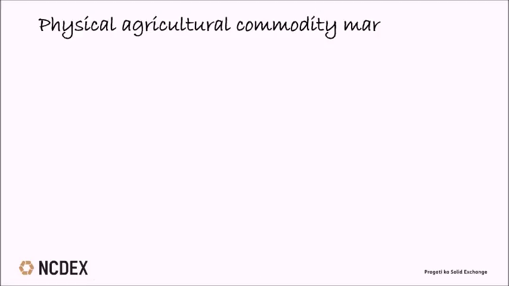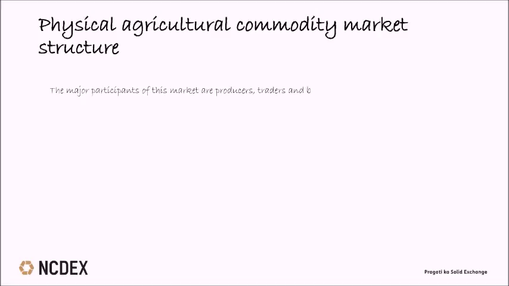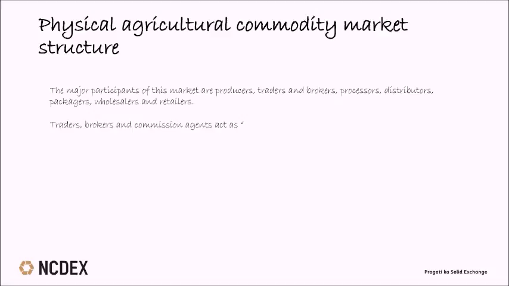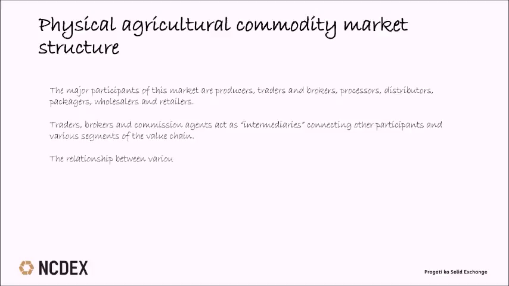Now let us understand the physical agricultural commodity market structure. The major participants of this market are producers, traders and brokers, processors, distributors, packagers, wholesalers and retailers. Traders, brokers and commission agents act as intermediaries, connecting other participants and various segments of the value chain. The relationship between various participants and the structure of the market is as illustrated below.